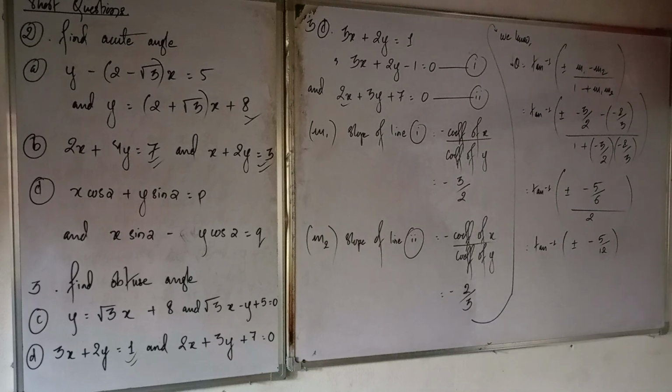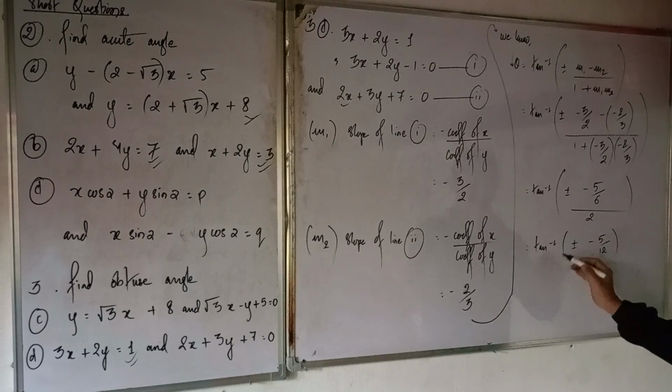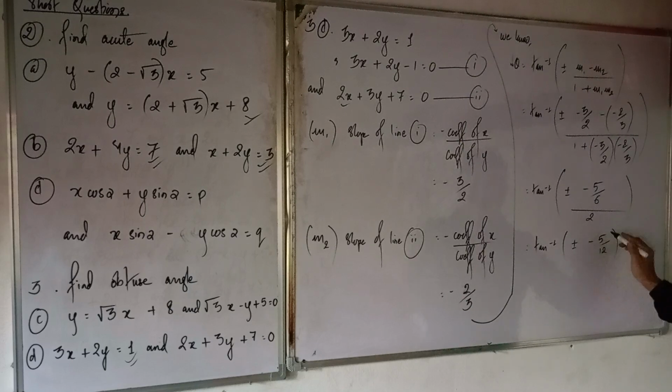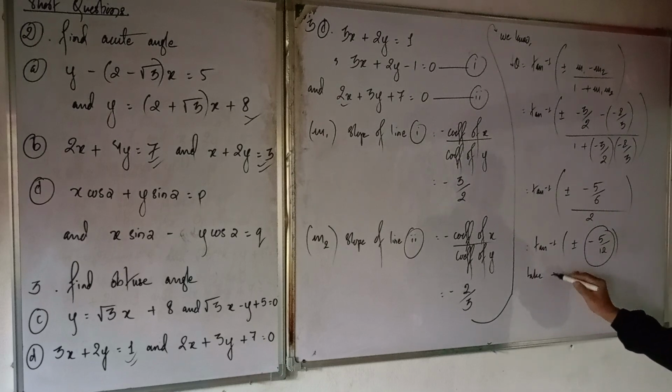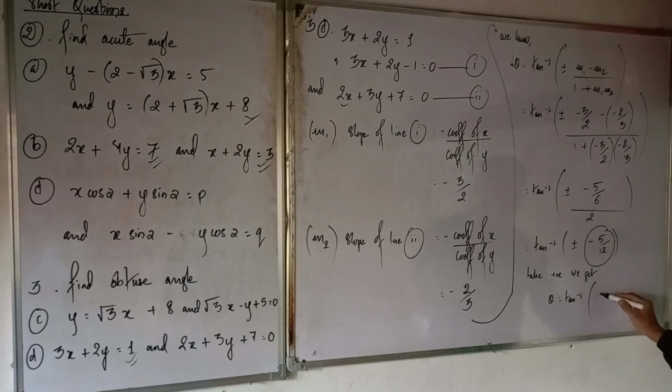In this case you need the negative sign, because you have been asked to find the obtuse angle. The value inside is already negative, so we just take the positive sign. We get theta equals tan inverse of minus 5 by 12.